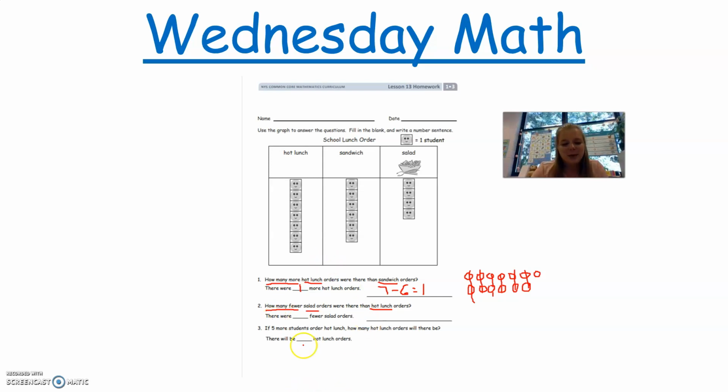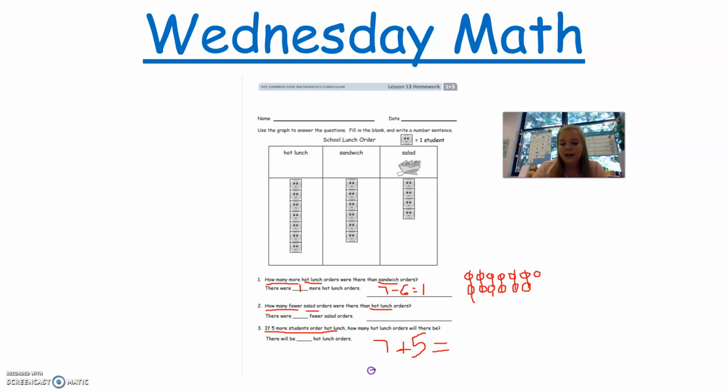Alright, number 3 says, if 5 more students order hot lunch, how many hot lunch orders will there be? So you need to add 5 more to hot lunch. Let's do this one together. So there were 7 people that had already ordered hot lunch, and how many are we going to add to it? 5. Perfect. Okay, to figure this out, we can do a picture.